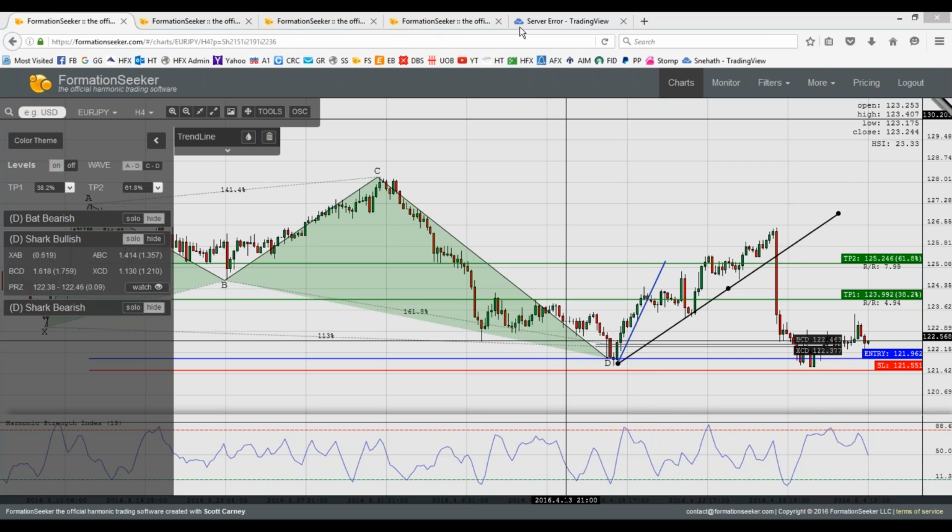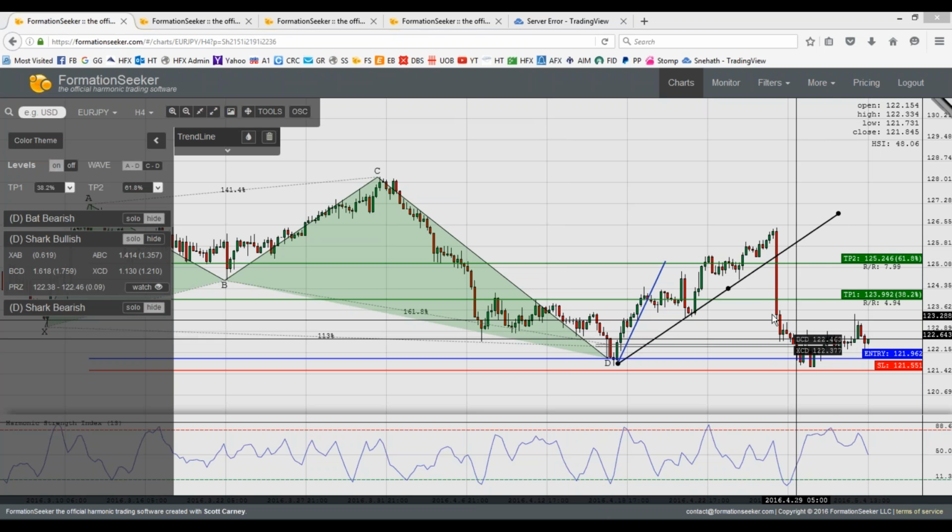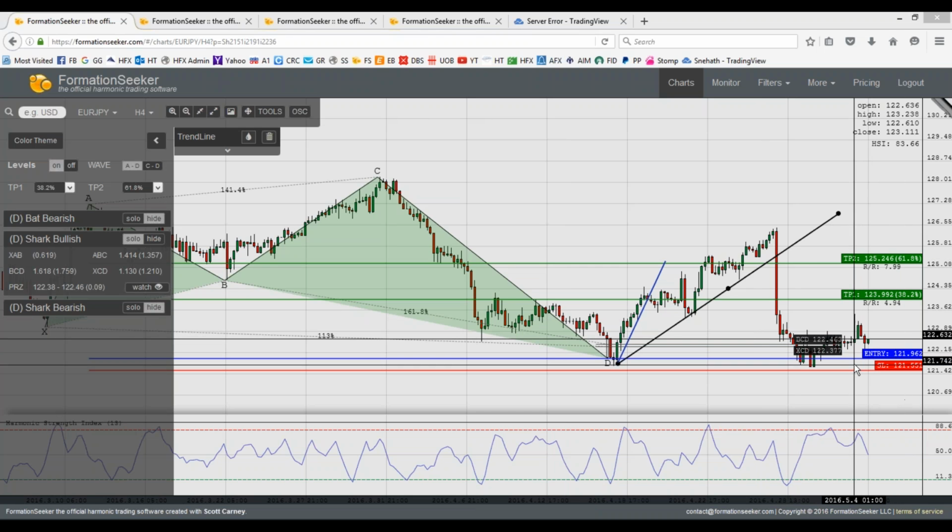So the next question was, what does HSI measure? HSI is a proprietary indicator from Scott Carney. You can only find it on Formation Seeker at the moment. It is, I would say, a modified version of RSI, but more sensitive, and it gives a better reading than RSI, which tends to be a bit subjective and a bit confusing at times. Okay, so for Euro Yen, we still have this opportunity to long at this level.